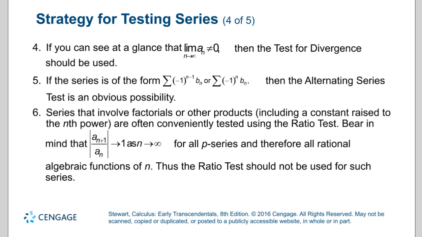The next two are ones that need a little more work and a little more calculation. We have the ratio test. The ratio test works really well if you have factorials or other products, including things that are raised to the nth power. But do remember that the p-series is always going to give a limit of 1, and if the limit goes to 1, the ratio test does not work and can't be used. So that is one of those restrictions.